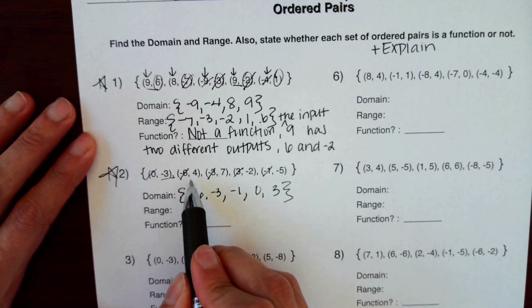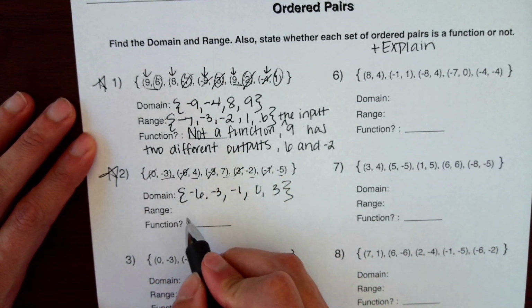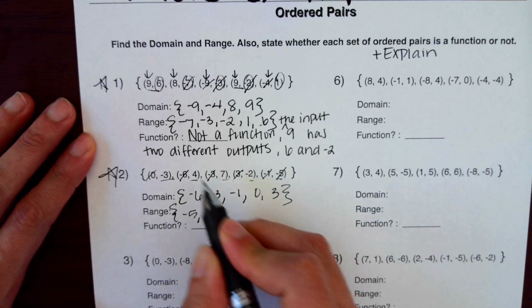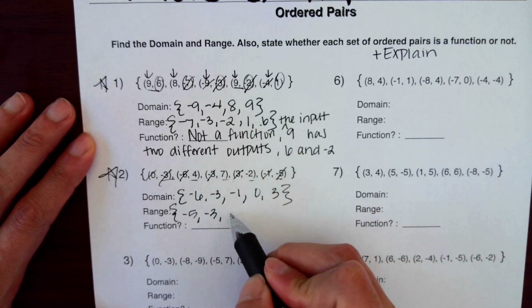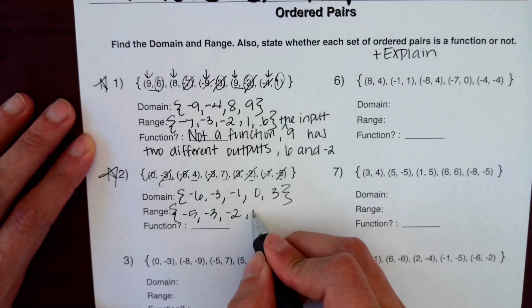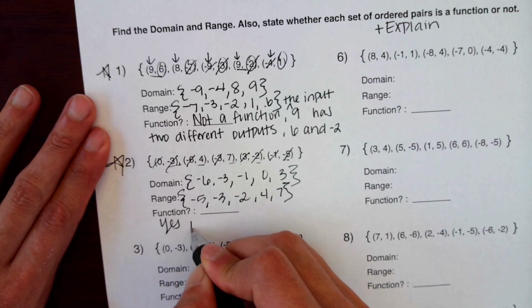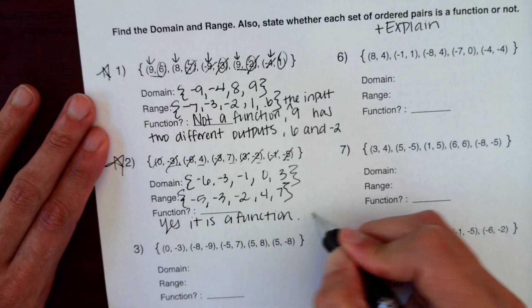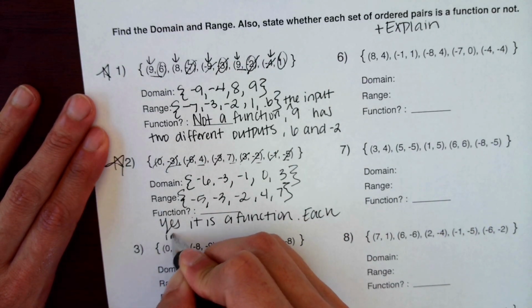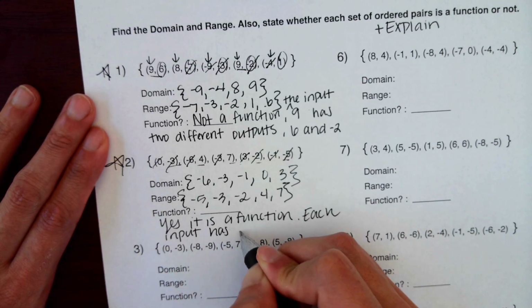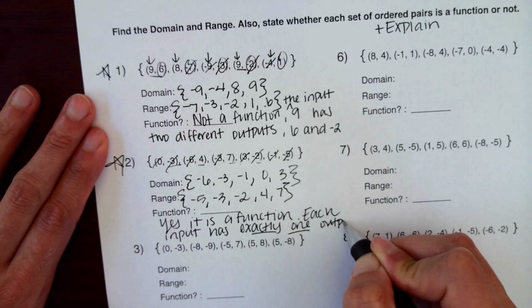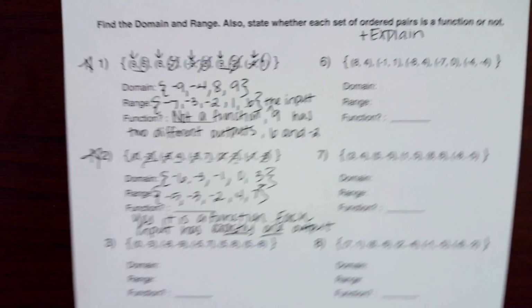Range, -5, then -3, and -2, 4, and 7. And this one is a function, and it's because each input has exactly 1 output. That's actually all I'm going to cover on the front.